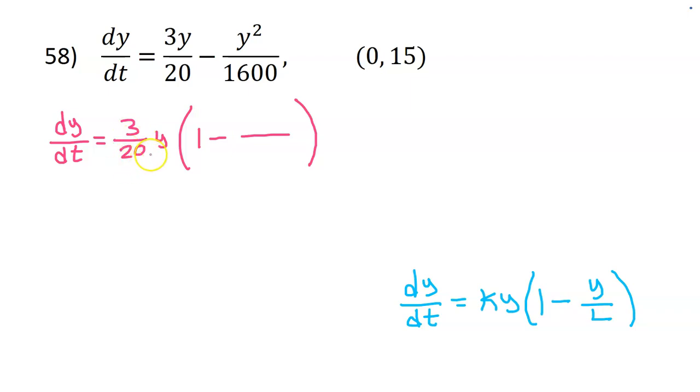When you factor out 3 over 20y, you divide each term by 3 over 20y. Dividing 3y over 20 by 3y over 20 gives you 1. When you divide y squared by y, you get y. But how do you divide by 3 over 20? Well, dividing a fraction by a number is the same as putting that number in the denominator. So if I want to divide by 3 over 20, I can just put 3 over 20 in the denominator. So what is 1,600 times 3 over 20?